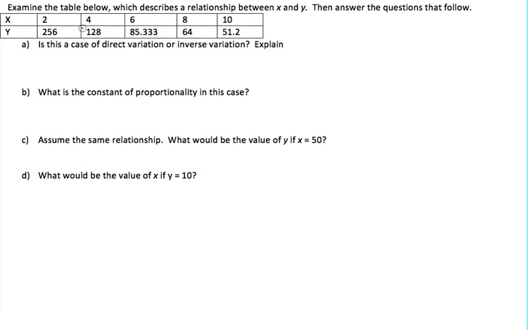Let's look at our table. We notice that x increases steadily, increases by 2, increases by 2, increases by 2, increases by 2. So we have our steady increase in x. If we look at y, y does not increase. In fact, y decreases. 256 to 128, that's a decrease. 128 to 85, that's a decrease. 85 to 64 is a decrease. 64 to 51.2 is a decrease. So as x steadily increases, y decreases.